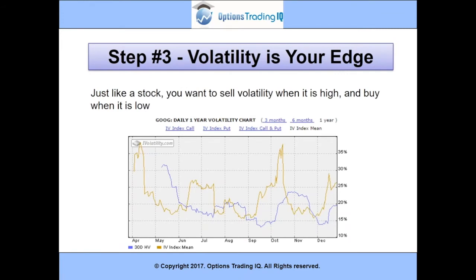Just like a stock, you want to sell volatility when it's high and buy volatility when it's low. Okay, so here is a chart from iVolatility.com, which is a free platform. The blue line is historical volatility, so that's how much the stock has moved in the past, and the yellowy orange line is the level of implied volatility.